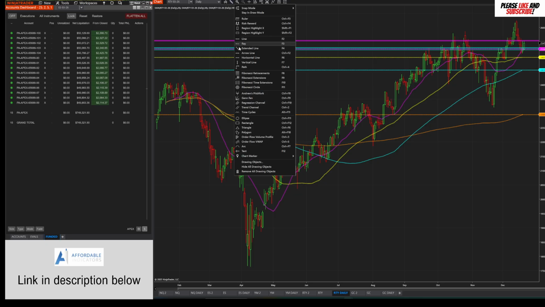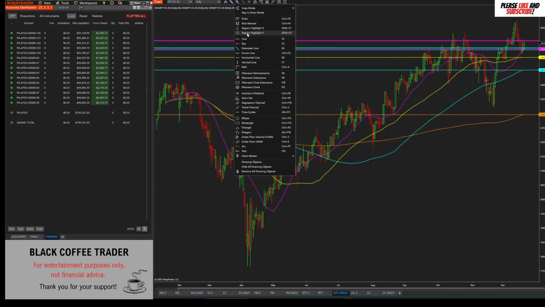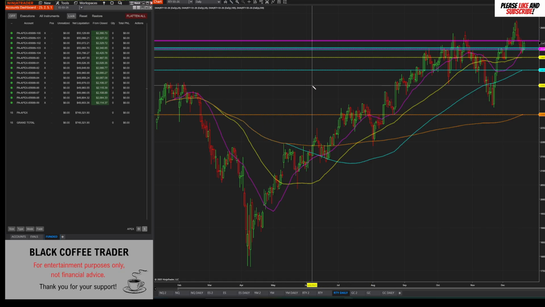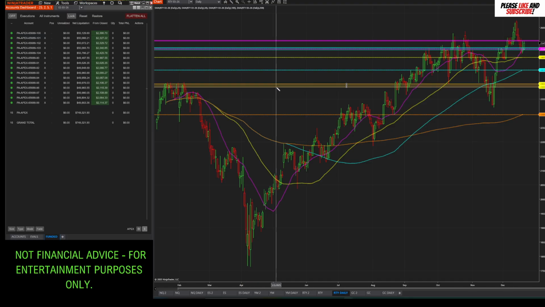So I'm going to find the region highlight tool. Where's it at now? Region highlight. Why is that not working? Region highlight, there we go. So we're going to create this level, and this is not where it's going to be. I'm going to show you how I set this up.